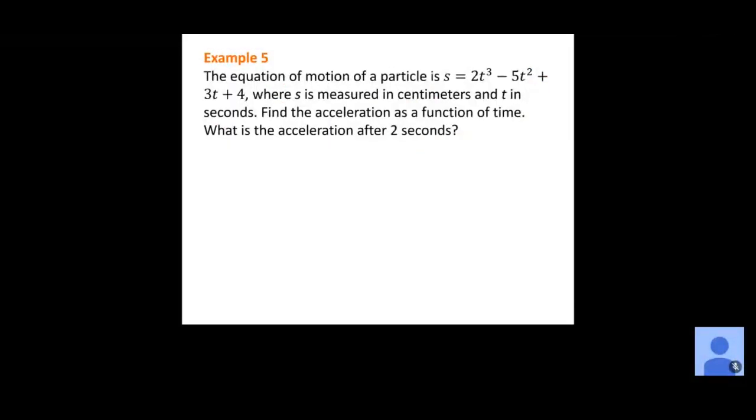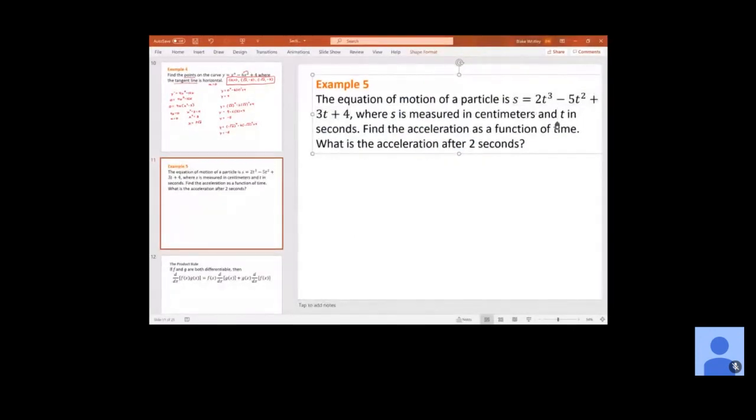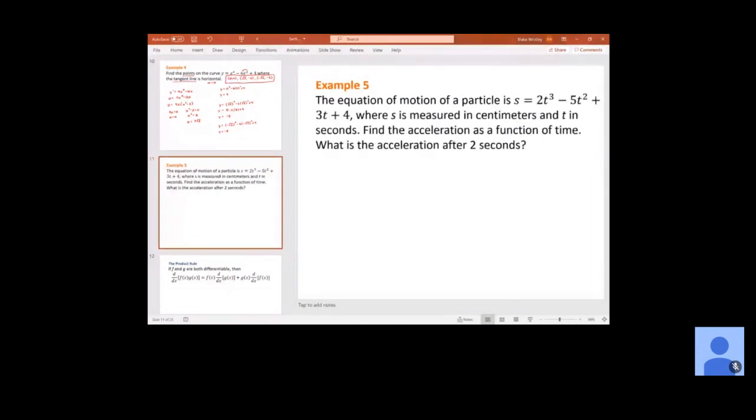Example 5. The equation of motion of a particle is s equals 2t cubed minus 5t squared plus 3t plus 4. s is measured in centimeters, t is measured in seconds. We want to find the acceleration as a function of time, and then the acceleration after 2 seconds. So I'm just going to fix this so that it's all on the same line.